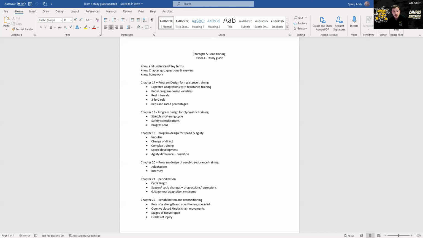But change of direction uses eccentric loading. So again, being able to load the body safely, making sure the joints work correctly, goes into that change of direction. Then we can go into the concentric phase from that position. Speed development, there's a few pages on this in the textbook, but looking at the technique for sprint speed.